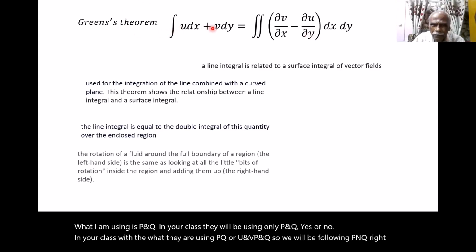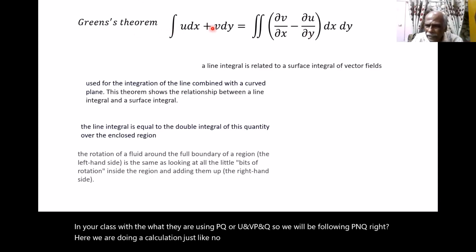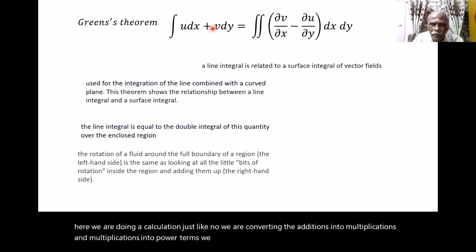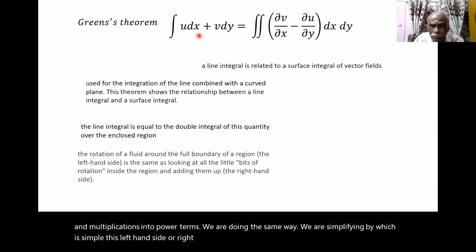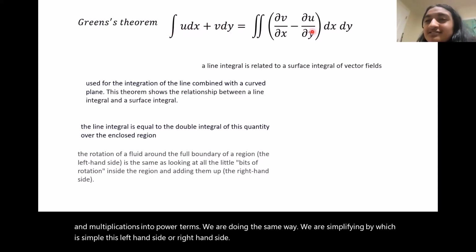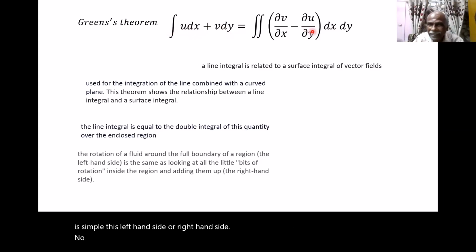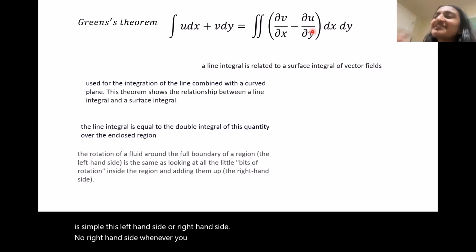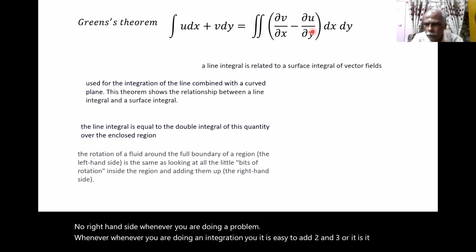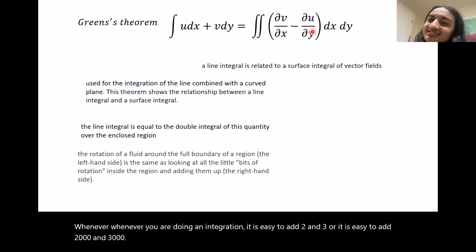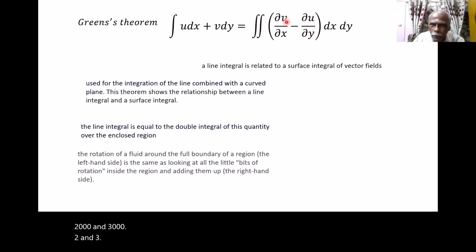Here we are doing a calculation, just like we are converting additions into multiplications and multiplications into power terms. We are doing the same way. We are simplifying. Which is simpler, the left hand side or the right hand side? Right hand side. Whenever you are integrating, the right hand side is easier. It is easy to add 2 and 3, or easy to add 2000 and 3000. It's easier to add 2 and 3. This is what you do: differentiating and then integrating.